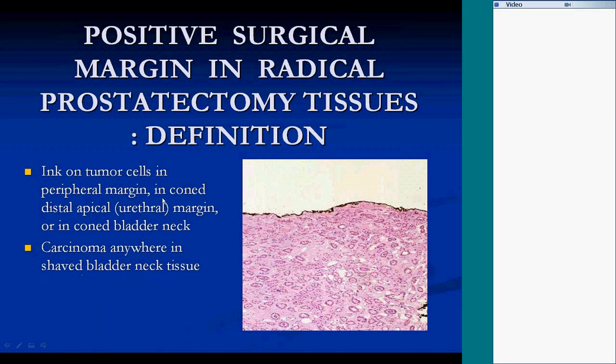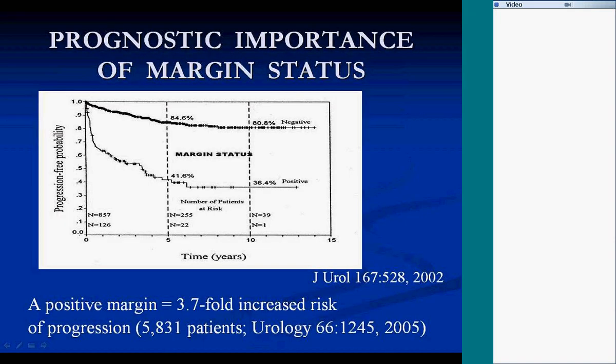Ink on tumor cells in our cones or at the periphery, as shown here. That's a clear-cut positive margin. And for when shaves are used, although shaves, again, are not recommended, carcinoma anywhere in that shaved tissue. So ink directly on tumor cells. It makes a big difference.